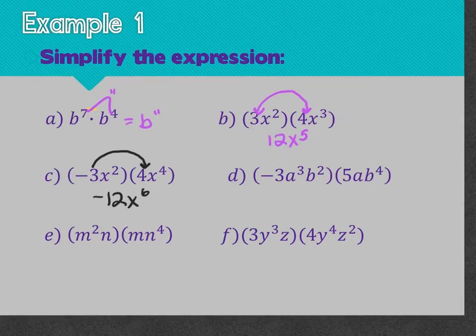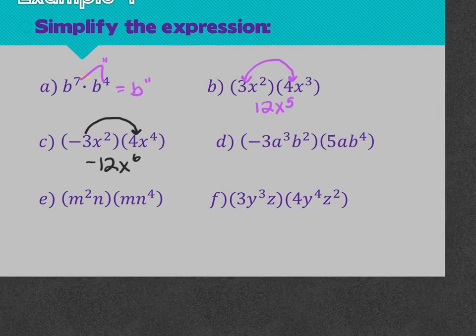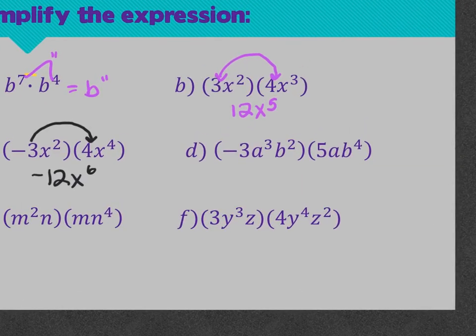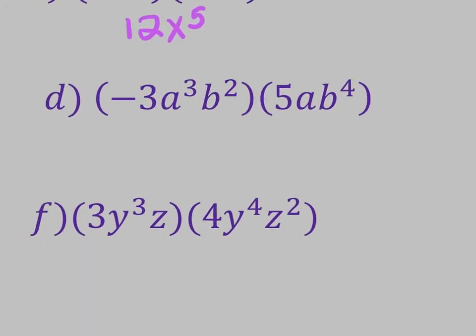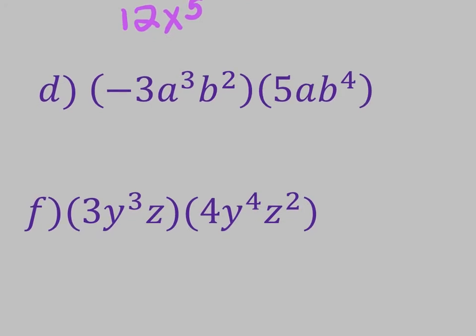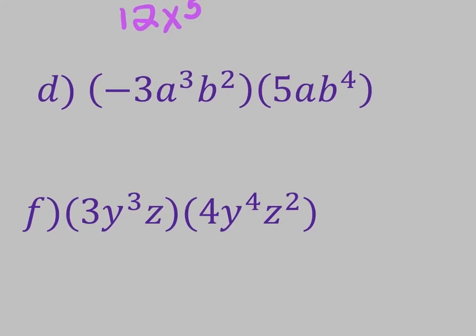Then I go to D, and D says negative 3ab squared times 5ab to the 4th. If you want to separate these out by letters, feel free, like if it's confusing to work it out. One of the great things about Notability, if you're using it, is you can highlight. So I'm going to highlight the two coefficients. I know I'm going to multiply those together. I'm going to highlight the A's. I know I'm going to multiply those together. And I'm going to highlight the B's in a different color. And I know I'm going to multiply those together.